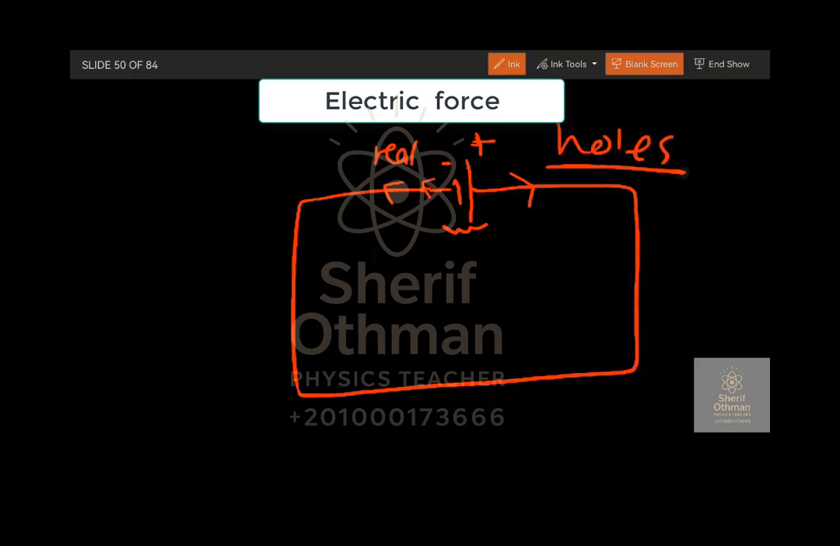Holes are the places of removed electrons. So the electron is going to move from negative to positive through the circuit, while the holes move from positive to the negative through the circuit. The movement of electrons is the real current, while the movement of holes is the conventional or observed current.